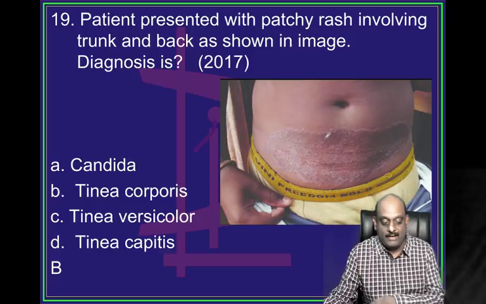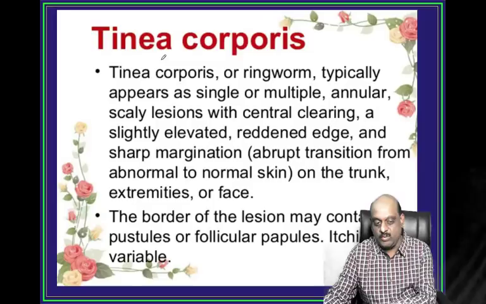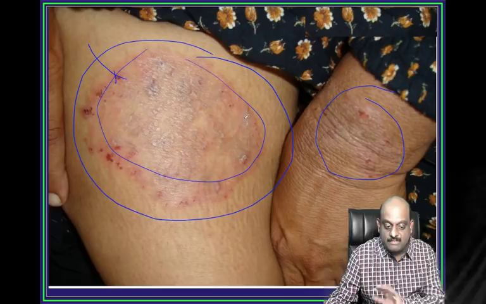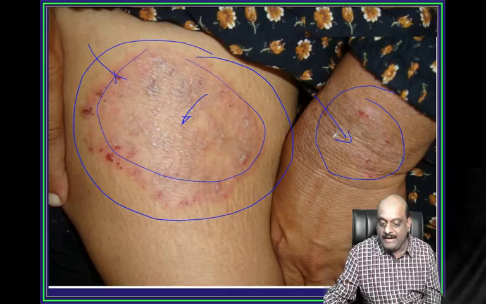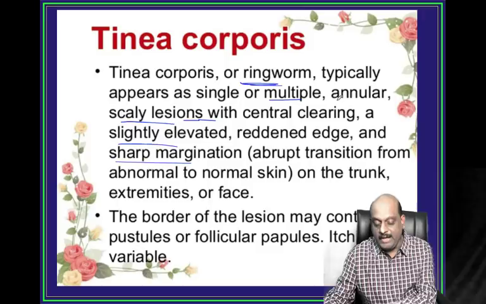Correct answer, tinea corporis. So doctor, this is the tinea corporis on the hand, on the thigh is what you are able to see. Tinea corporis is called ringworm. Multiple annular scaly lesions, but what is classical? Central clearing. There will be central clearing, which is classical, and slightly elevated reddened edge with a sharp margination. That is what you will be able to see.